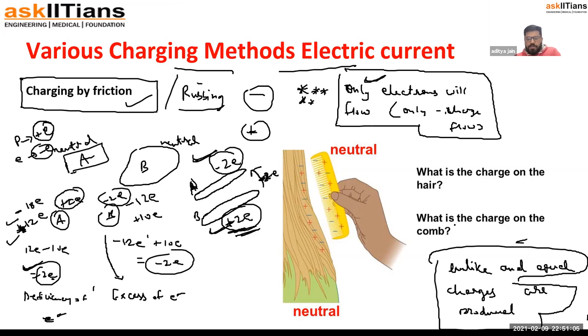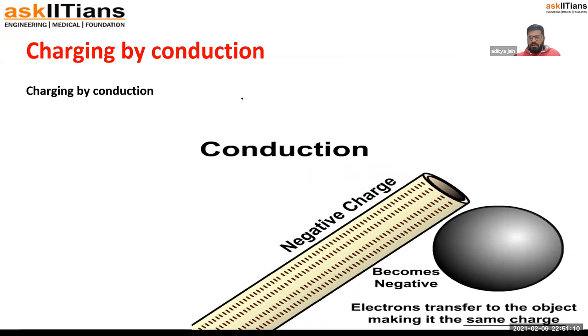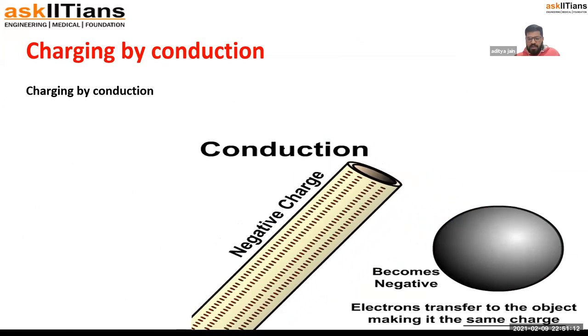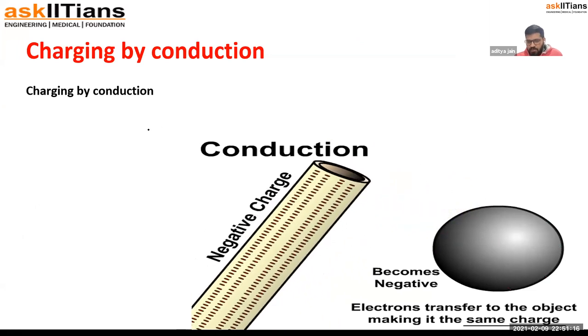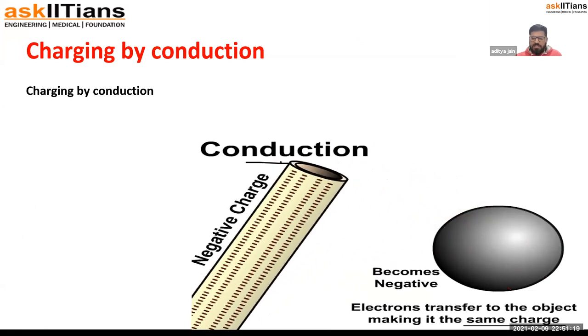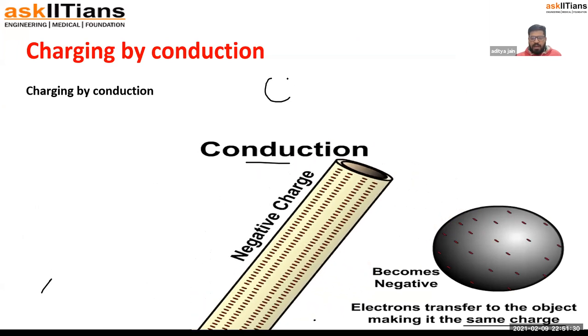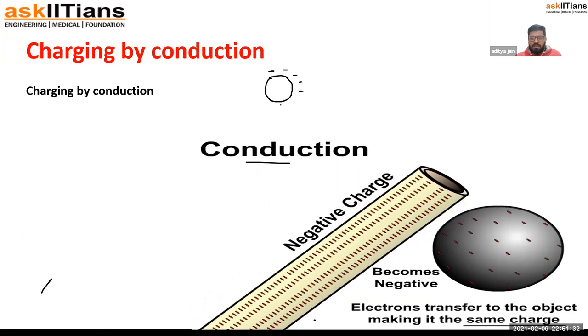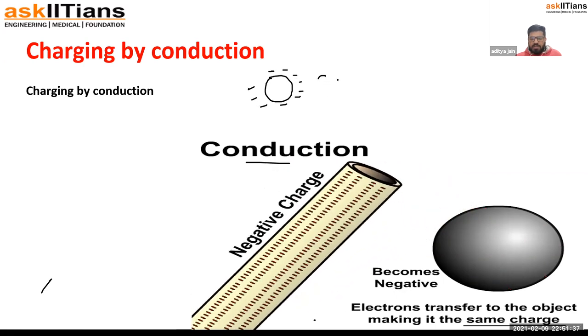Okay, done. Clear? Now let's see the second method, which is charging by conduction. What do you mean by charging by conduction? Basically, there is a conduction process which is the transfer of electrons. You can see in this diagram, there is some negative charge coming onto a body. Initially that body is neutral. A negatively charged body is touched to another body which is neutral.